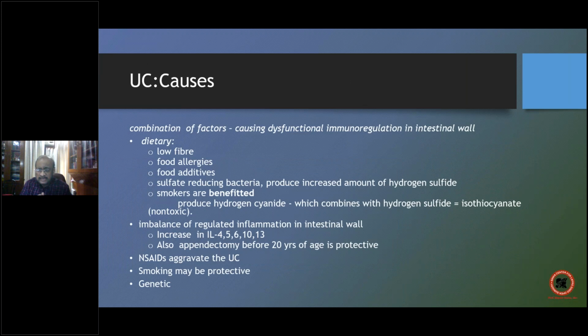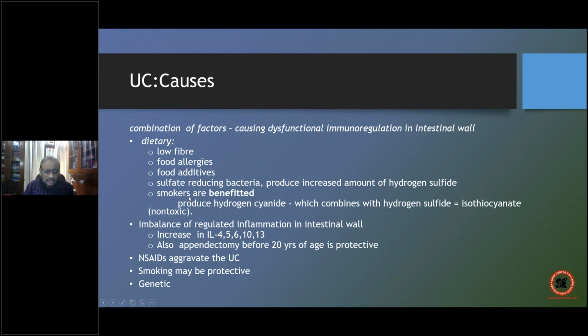Looking at the causes of ulcerative colitis, you have a combination of factors causing dysfunctional immunoregulation in the intestinal wall. So the bottom line is that, similar to Crohn's disease, this is also a dysfunctional immunoregulation which is manifesting in the intestinal wall. The causes, one could be dietary, a low fiber diet. That is why this is predominantly a disease of the affluent class who tend to eat less of fiber, more of refined food. Food allergies, food additives, sulfate reducing bacteria, they produce increased amount of hydrogen sulfide, or smokers.